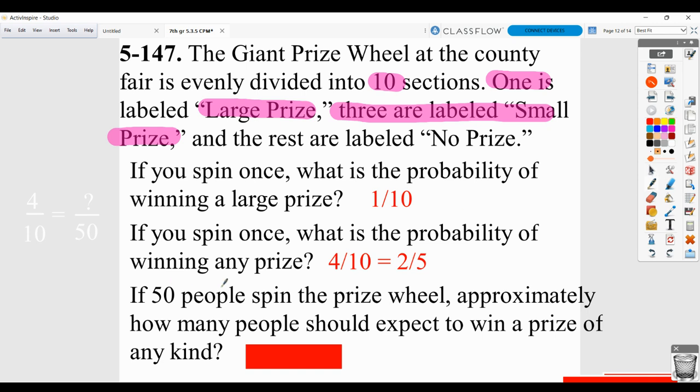And then if 50 people spin the prize wheel, approximately how many people should expect to win a prize of any kind? This is kind of light over here for you to read, but basically we're saying 4 people out of 10 will win prizes. So how many is that out of 50? You could do your cross products. You would take the two numbers that you know diagonally, which is the 4 times 50, multiply those, and then divide by the third value, which is the 10. And you get 20 people.